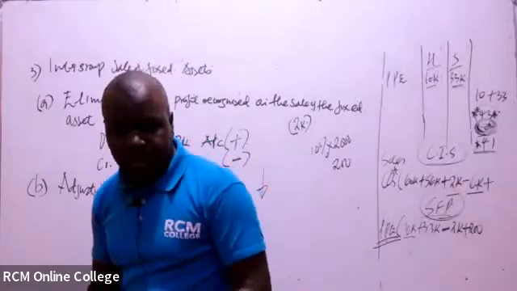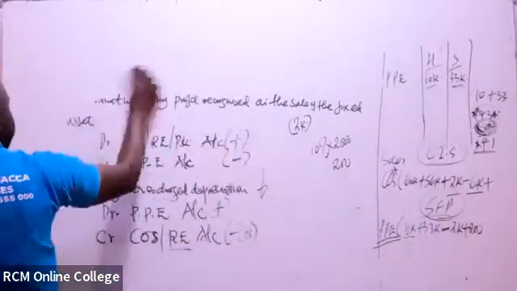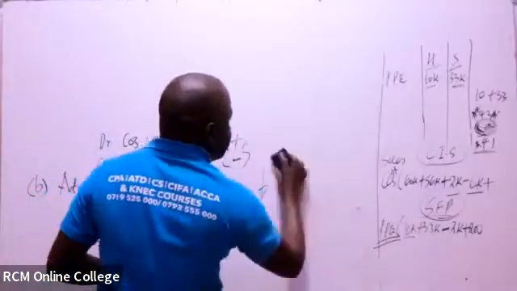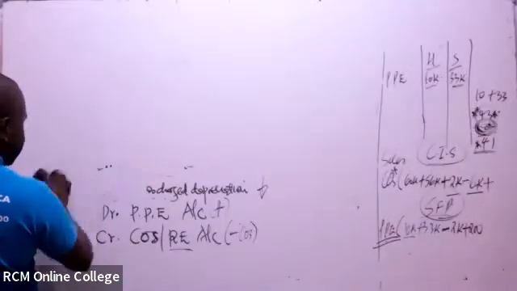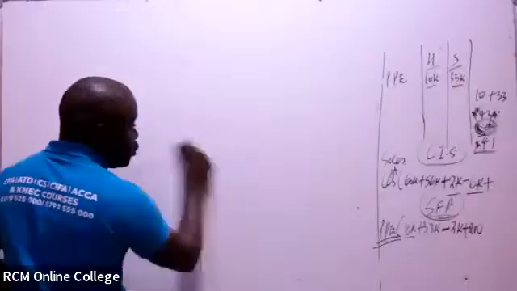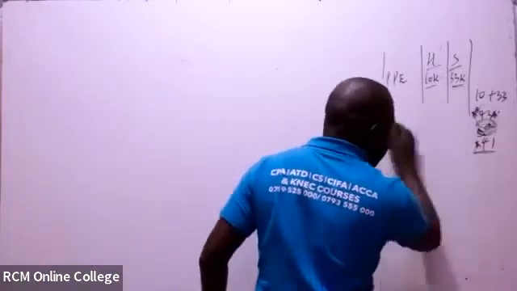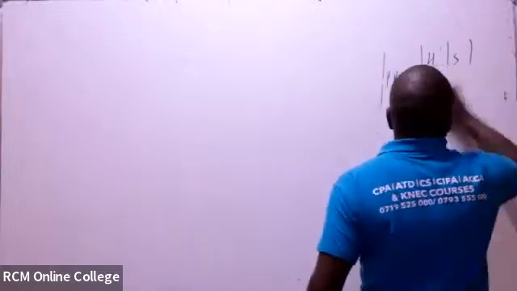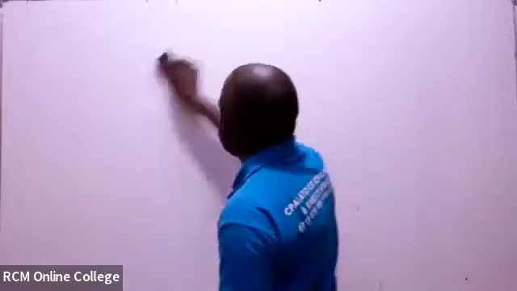So number four, dividends from the subsidiary company. What happens if there was a payment of dividends by the subsidiary company to the holding company during the year? That is an intergroup balance, an intergroup payment that is being settled. What happens?